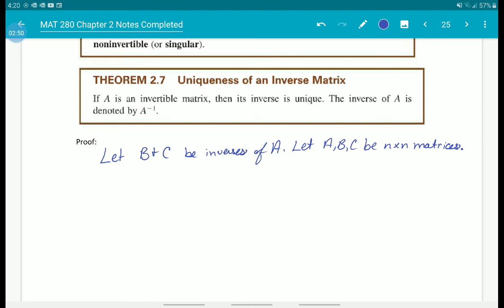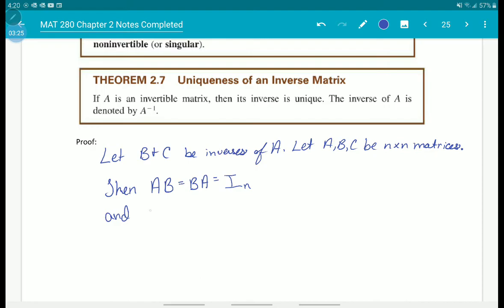Now, A, B, and C have to be square matrices in order for this to work, because the only thing that can have an inverse is a square matrix. So we're going to let B and C be inverses of A. So by definition, if that happens, then when we take A and multiply by B, which is one of the inverses, we can do that in any order, and we're going to get the identity for that n by n matrix. I'm going to call it I sub n.